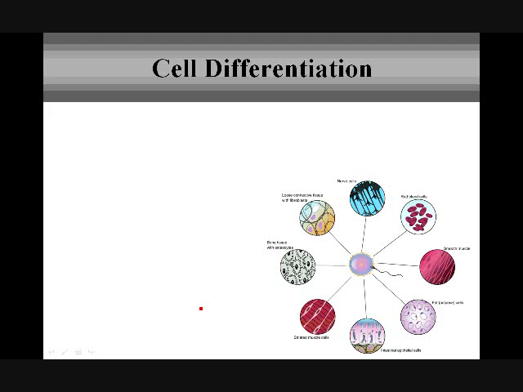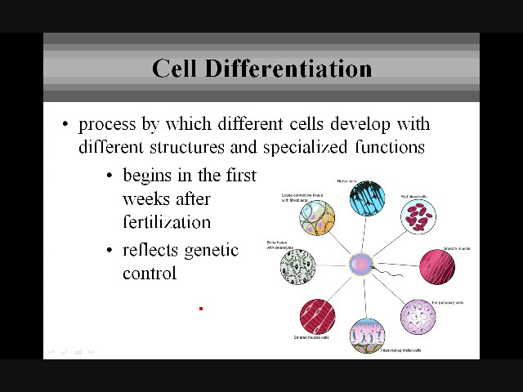us into a bit more explanation about cell differentiation and the idea that this is how they develop with different structures and specialized functions. And as you saw in the previous picture, it starts pretty early on, with divisions right after fertilization, for cells to really start differentiating and to start obtaining their specialization. And it's really a reflection of genetic control.